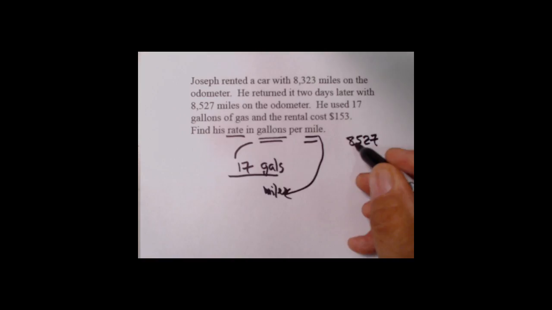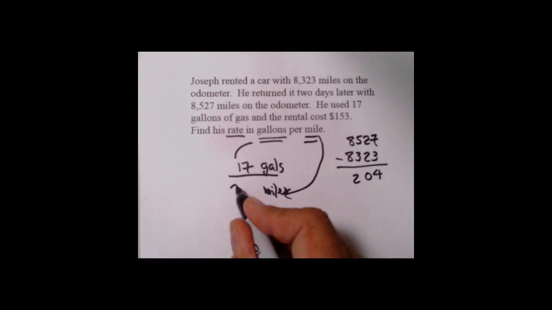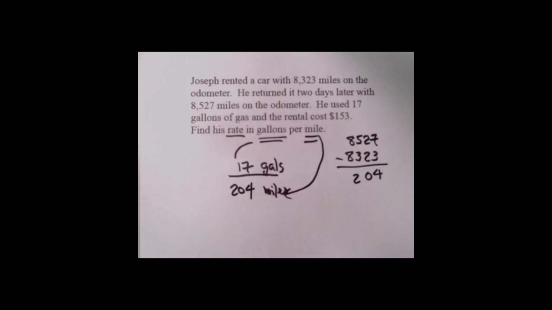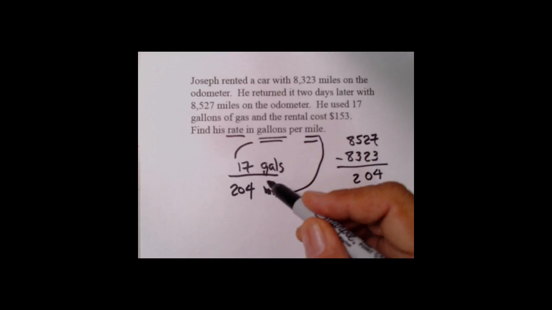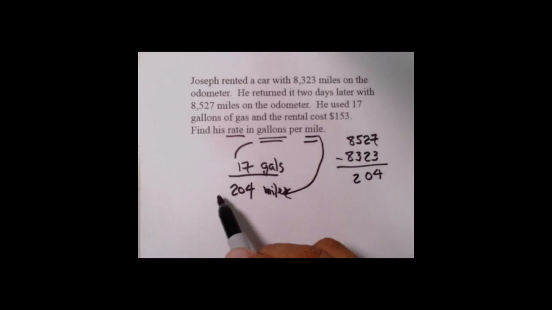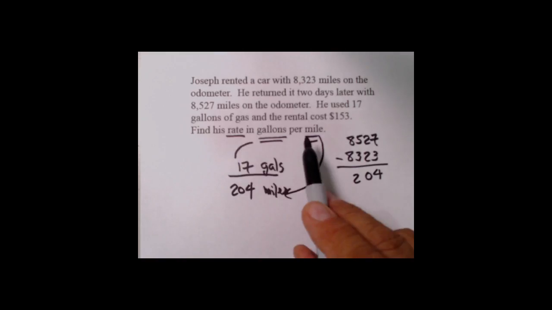8,527 was what he turned the car in with the odometer reading, but when he first took it out, it was 8,323. So we can take the difference between these and see how many miles he drove. 7 minus 3 is 4. 2 minus 2 is 0. 5 minus 3 is 2. So it looked like he went 204 miles.